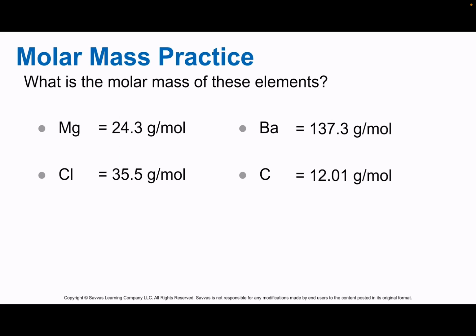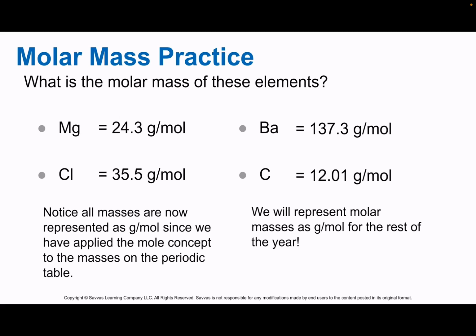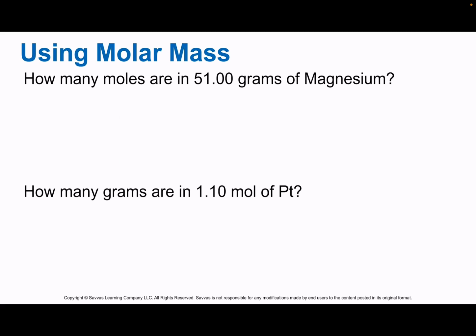Look at the units. Grams per mole. That's like saying 24.3 grams if we had 1 mole. So, we will be representing molar masses as grams per mole for the rest of the year. This is very important. So, let's use molar mass in order to convert into moles or out of moles.